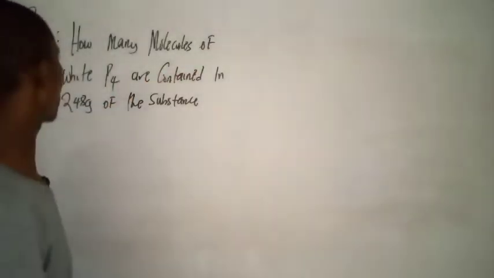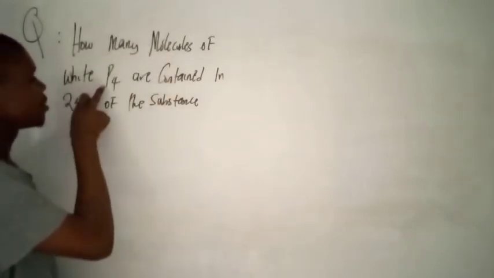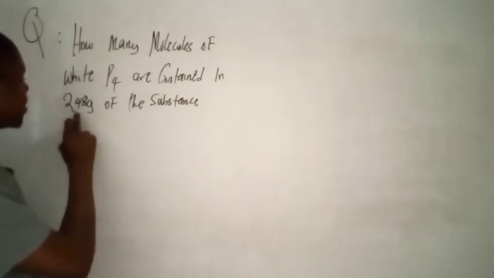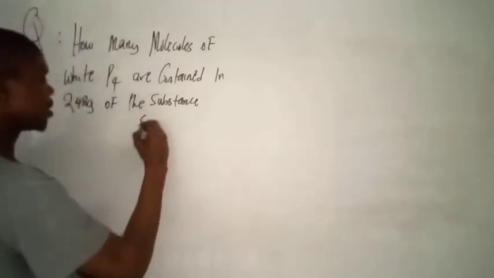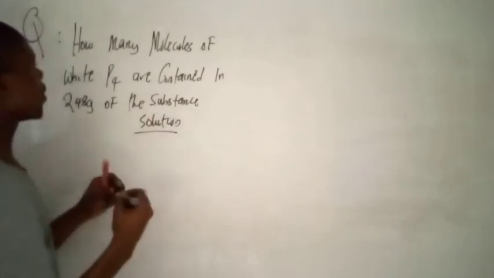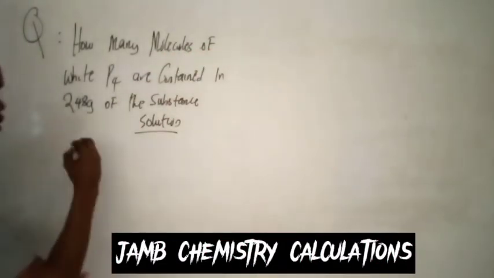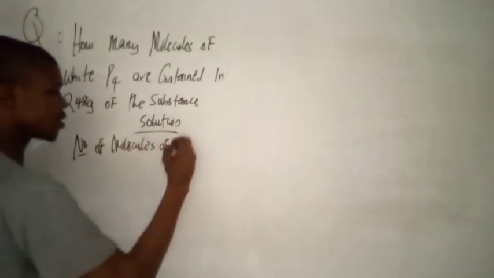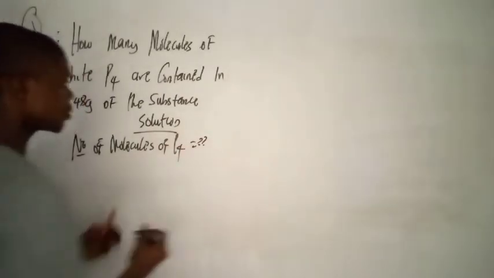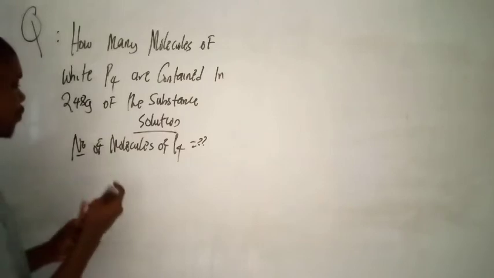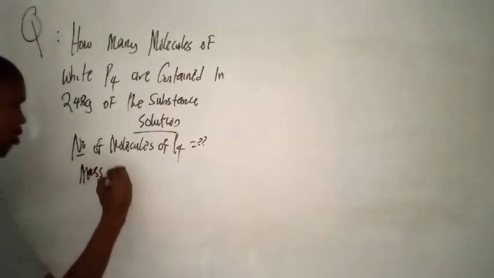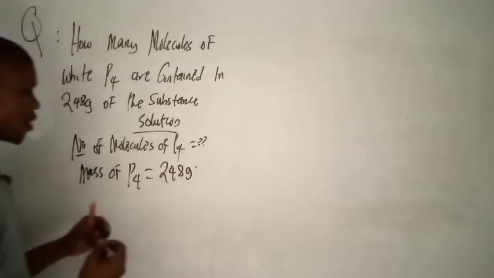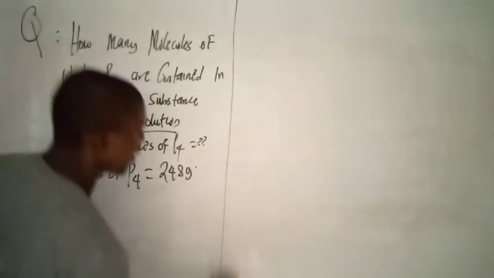Now look at what the second question is. How many molecules of white phosphorus are contained in 248 grams of the substance? So look at the solution. Now you should look for the number of molecules of P4, right? Now they give us the mass of the phosphorus, mass of P4, usually 248 grams.